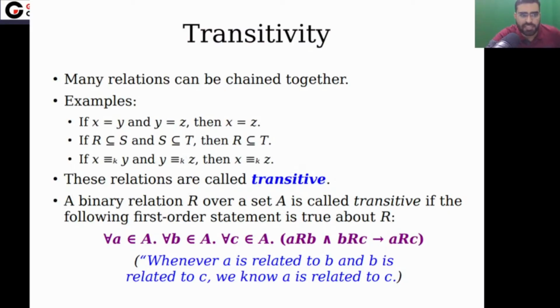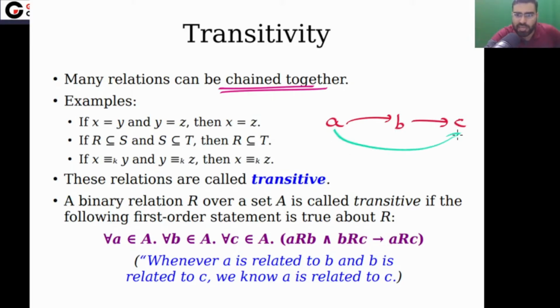Transitivity. Transitivity says that if A is related to B and B is related to C, then A should be related to C. This is called a transitive edge. This type of edge is called a transitive edge.